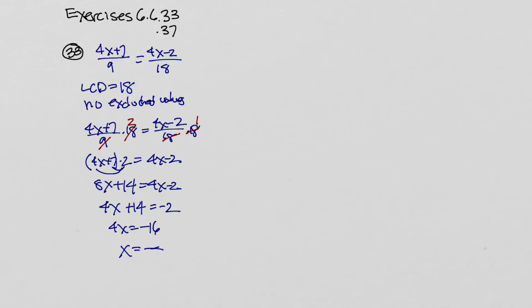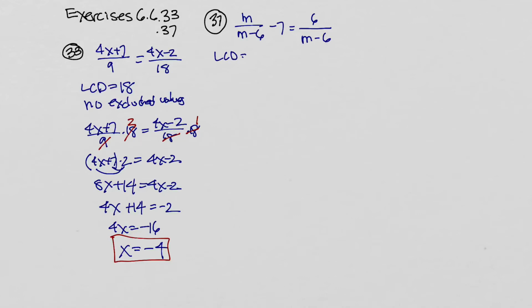Let me write that a little bit better. Negative 4. And we need to do one thing, as we always need to do. Let's just run a quick check. Was that excluded? So I come all the way back up here. No excluded values. So negative 4 is okay. So let's conclude that that works just fine. So x is negative 4. That solves our equation. Now here in problem 37, the LCD is m minus 6.